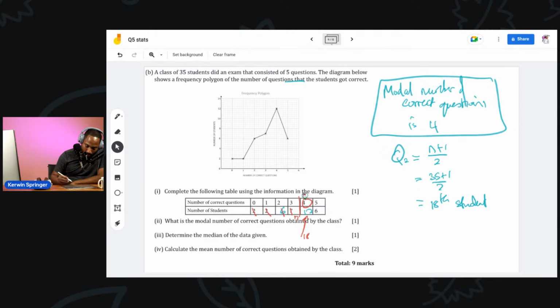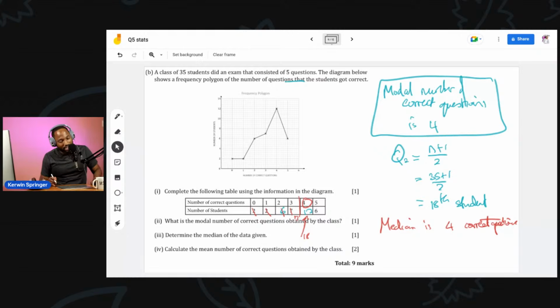4. So the median is 4 correct questions. Stop. Some of you are thinking I'm supposed to add up and divide. Median means middle. Mean, the average, is when you add up and divide.